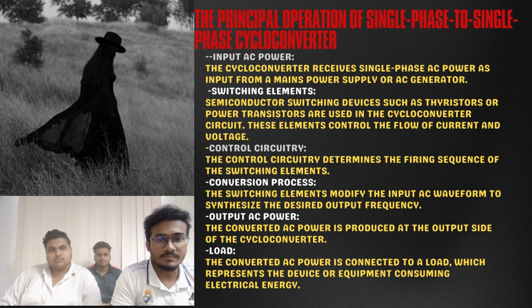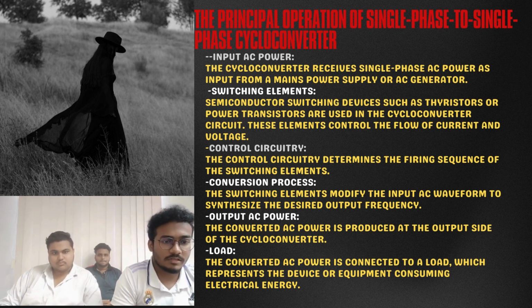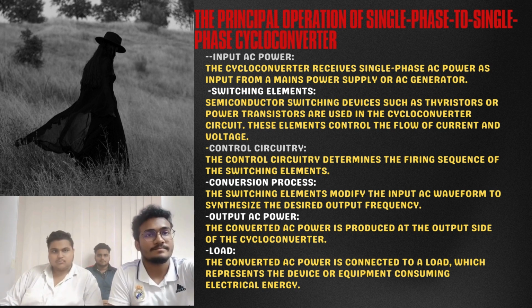Control circuitry. The control circuitry determines the firing sequence of the switching elements. Conversion process: the switching elements modify the input AC waveform to the desired output frequency. Output AC power: the converted AC power is produced at the output side of the cycloconverter. Load: the converted AC power is connected to a load which represents the device or equipment consuming electrical energy.